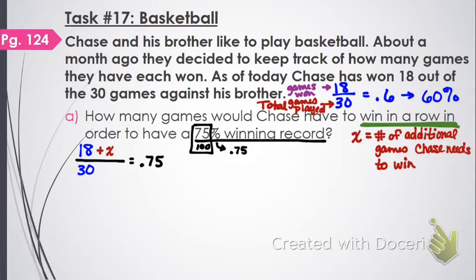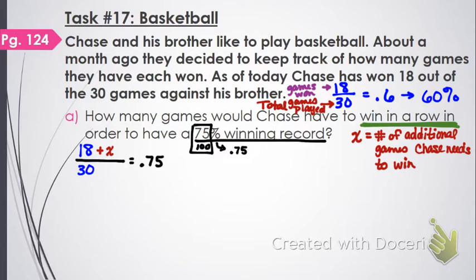In a row. Which means if he plays it, he wins it. And then the next game he plays and wins. And then he plays again and wins. If he's winning them in a row, then if he plays it, he wins it. Plays it, wins it. Plays it, wins it. So do I need a second variable or is it the same variable?